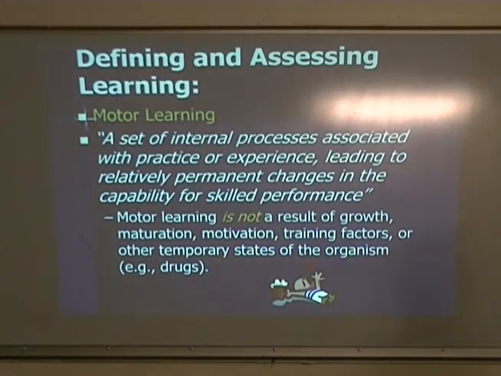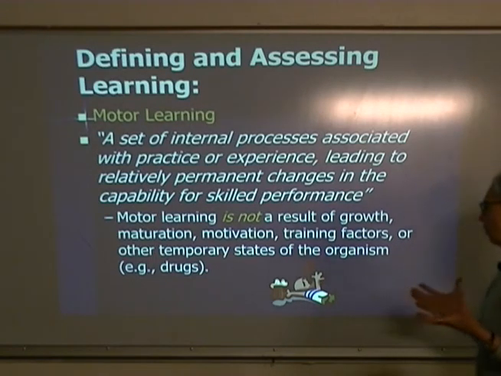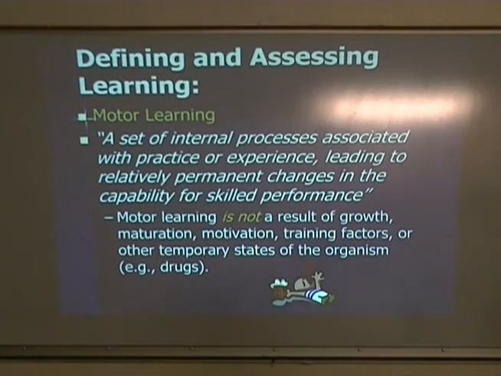So it's not a functional constraint, it's not a structural constraint, it's not a training variable, right? It's not a temporary state due to drug use or anything like that. Okay, motor learning is a permanent, or at least relatively permanent, change in skill proficiency based on practice. All right?